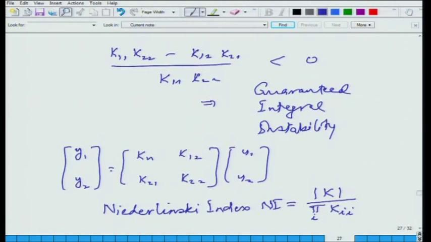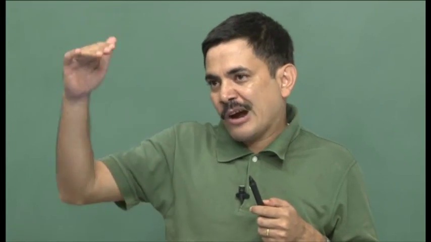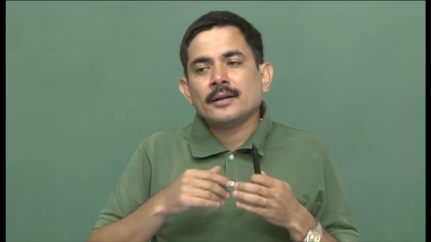This is called the Niederlinski index, and if this Niederlinski index is less than 0, then you have guaranteed integral instability. What that means is that the interaction terms are so bad that if you try to control y1 at set point and y2 at set point, if you try to control the outputs at set point, guaranteed things will blow up. Okay.